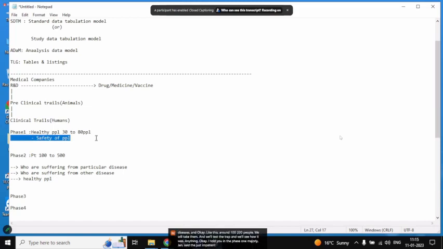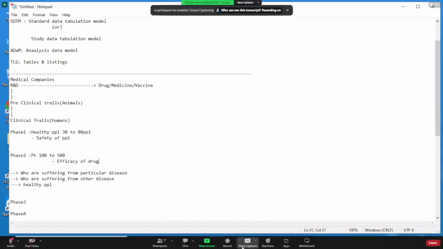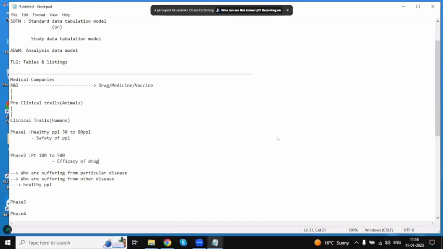In phase 2 also they'll check the safety of the people. But in phase 2, one more important point is that they'll check the efficacy of the drug. Efficacy is nothing but how effectively the drug is working on the patients. The effectiveness of the drug is mainly checked in phase 2. If the drug is working effectively and properly, without major side effects, without any major deaths, then successfully they'll go to phase 3.